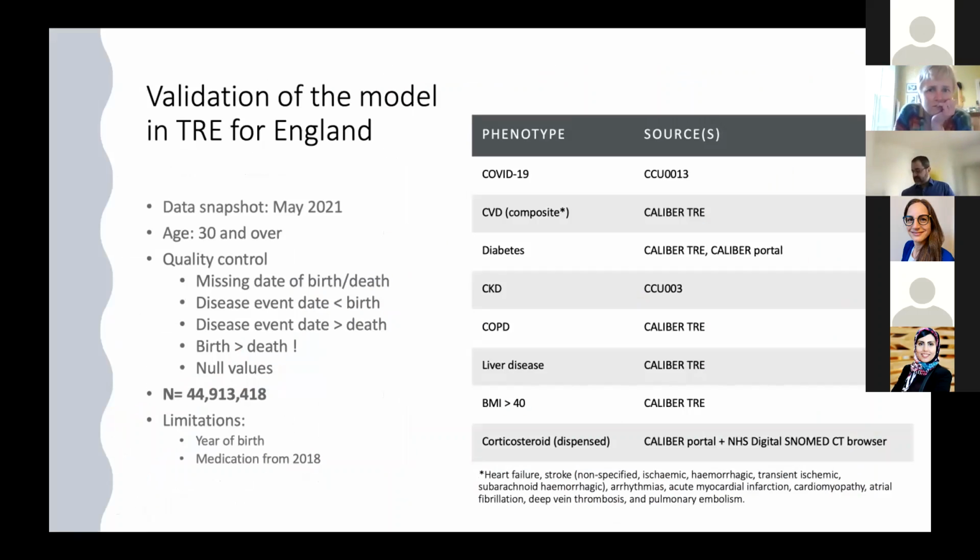Now for validating this model in TRE, we used the data in TRE for England. The data was provided in May 2021. We used age 30 and over, and after applying lots of quality control on the data, there are tons of things, you might not believe it, but there are lots of records even with birth dates later than death dates, but well, we had to deal with that. So we ended up with 44.9 million people.